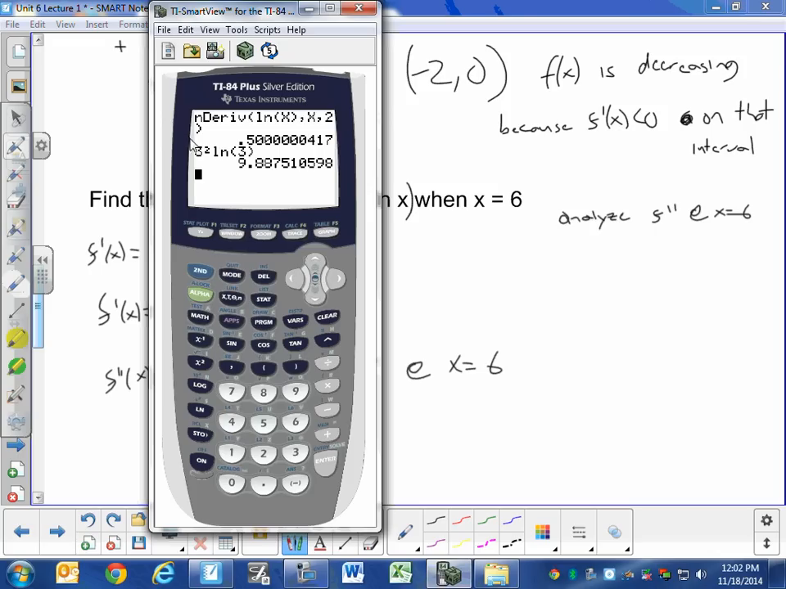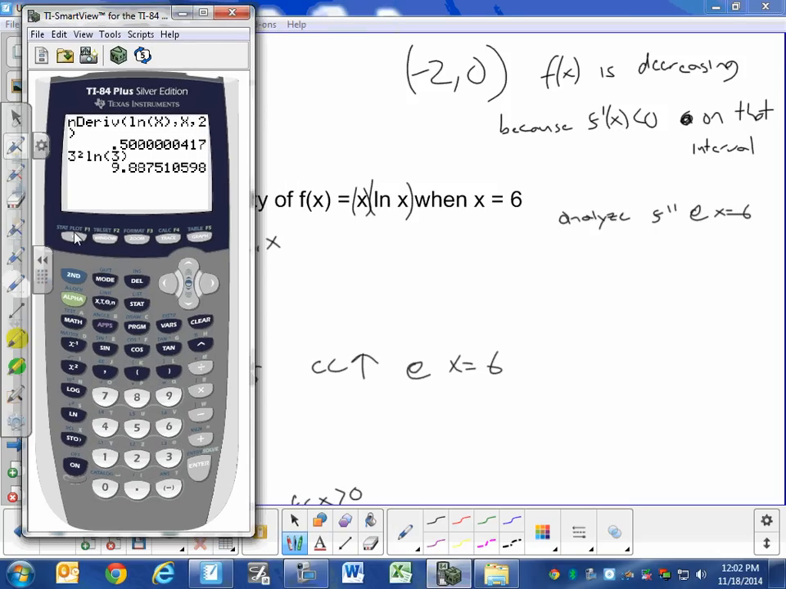Let's just confirm that. X log x, I hope, is concave up everywhere. Yep, looks to be concave up everywhere, which is great.